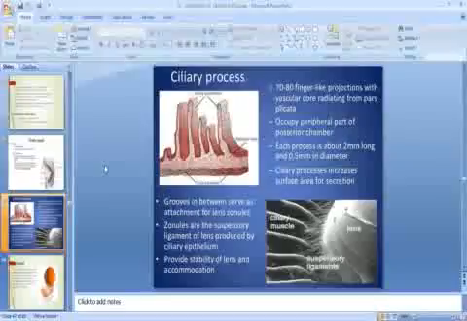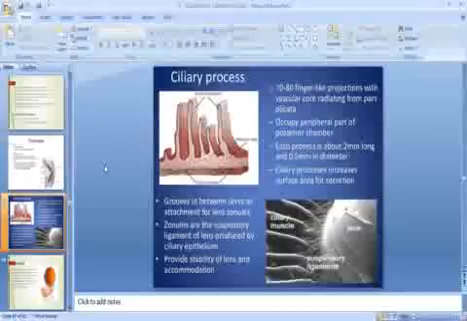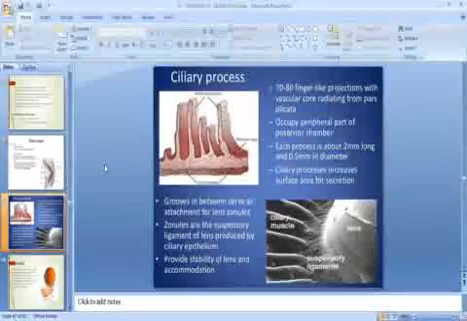There are 70 to 80 finger-like projections with vascular core radiating from pars plicata. They occupy the peripheral part of posterior chamber. Each process is about 2 mm long and 0.5 mm in diameter. Ciliary processes increase the surface area for secretion. That's why their structure is like a finger-like projection.